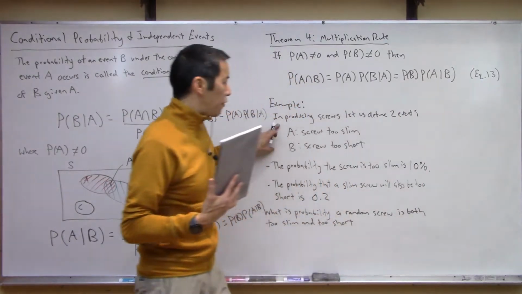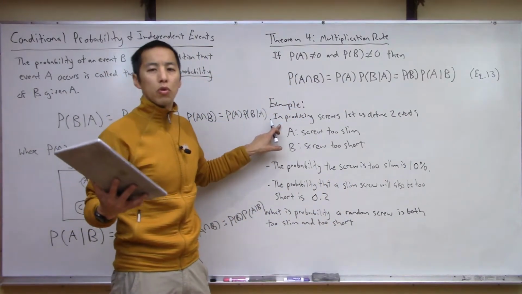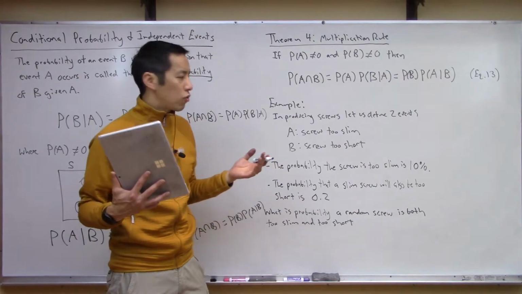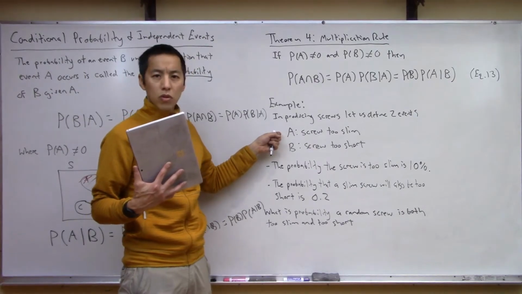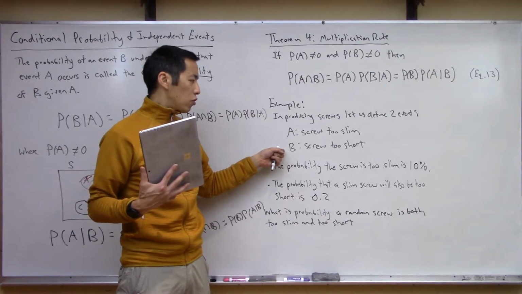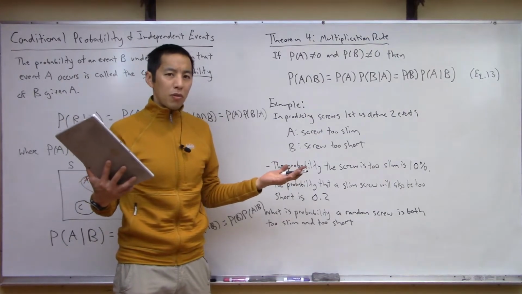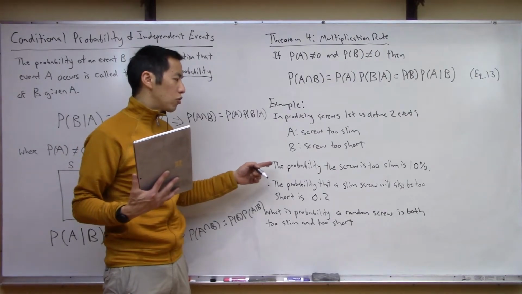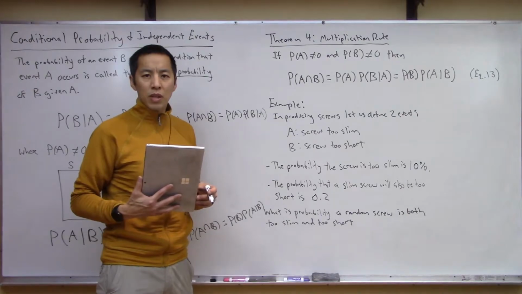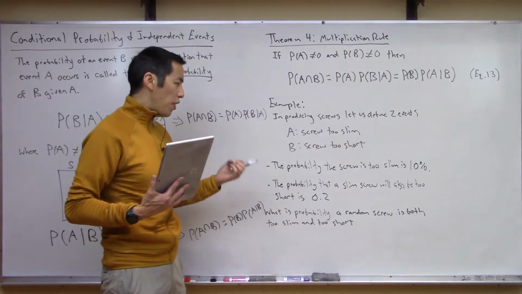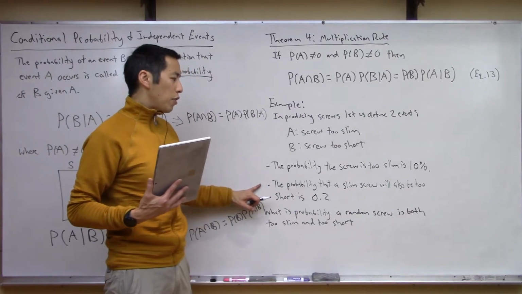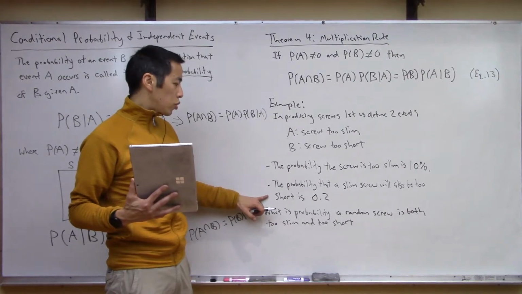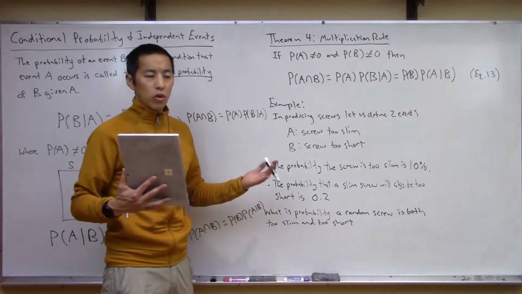Let's say you've got a factory that is producing screws. There are 2 possible defects for these screws. You could have defect A, which is the screw is too slim, or defect B, the screw is too short. And you could probably have both at the same time, right? Let's say we know from quality control that the probability that a random screw is too slim is 10%. Of those screws that are too slim, the probability that they are also too short is 0.2, or 20%.